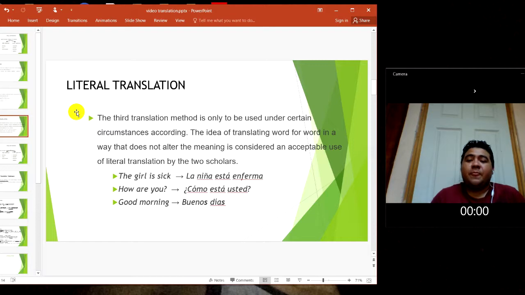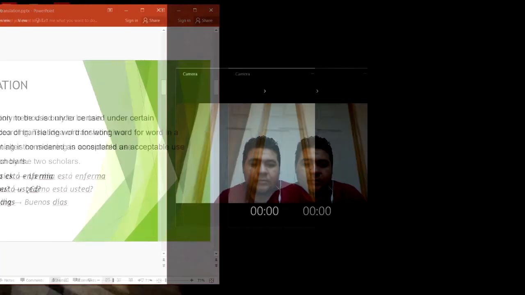Literal translation. The literal translation method is only to be used under certain circumstances. The idea of translating word for word in a way that does not alter the meaning is considered an acceptable use of literal translation by the two scholars. For example, the girl is sick. La niña está enferma. This is a literal translation. How are you? ¿Cómo está usted? And good morning, buenos días. My classmate is welcome to continue with the next one, modulation.